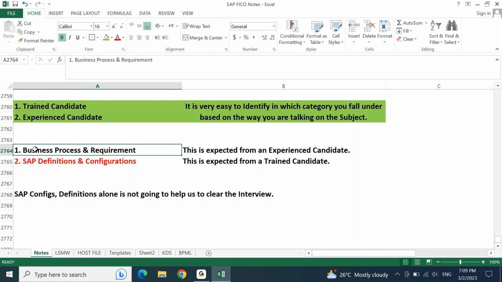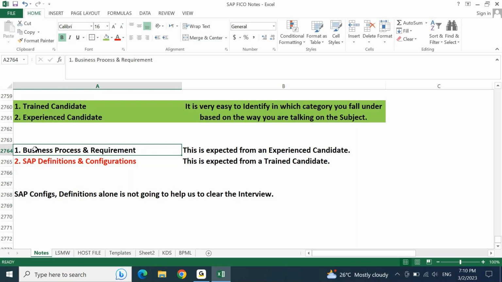Configuration is straightforward. If you have to define some settings, there are fixed 3 transactions or fixed 5 transactions, fixed 10 transactions with the same screen, no change at all. But how you are going to use the same screen, same transaction codes to meet different business requirements of various clients is where your consulting knowledge, your understanding will come into the picture.